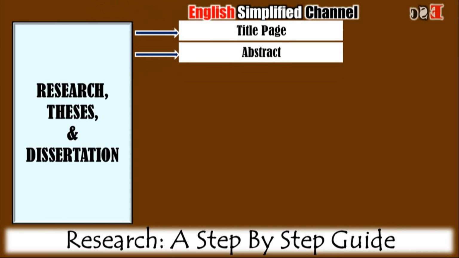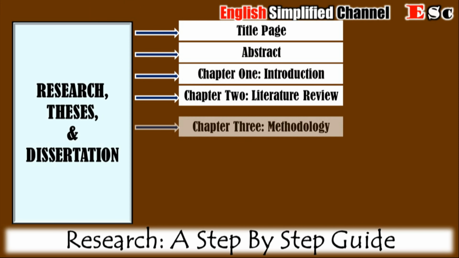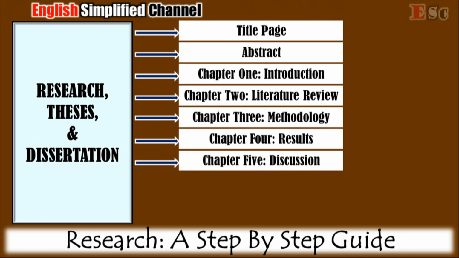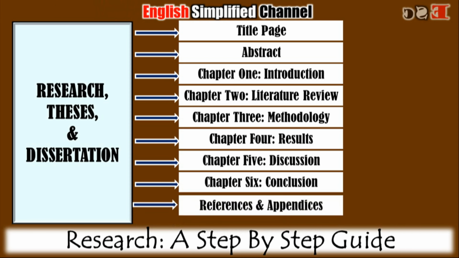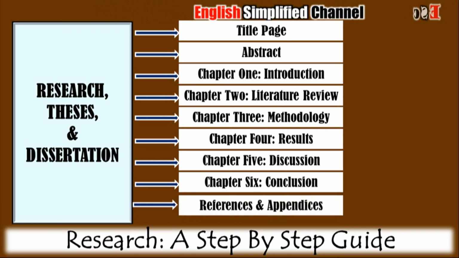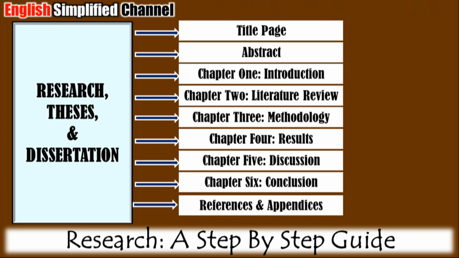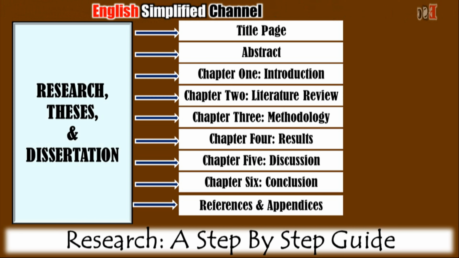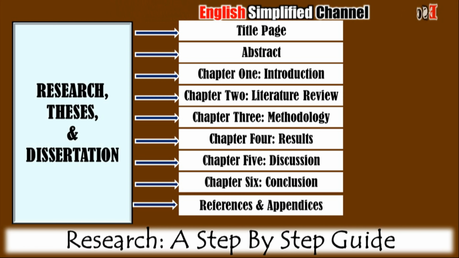Title page. Abstract. Chapter 1. Introduction. Chapter 2. Literature review. Chapter 3. Methodology. Chapter 4. Results. Chapter 5. Discussion. Chapter 6. Conclusion. References, and appendices. This breakdown provides a structured approach to organizing the content within each chapter of a research paper. However, depending on the specific requirements of the research paper or the preferences of the author, some chapters may be combined or additional sections may be included. Here's a brief explanation of what each section typically includes.